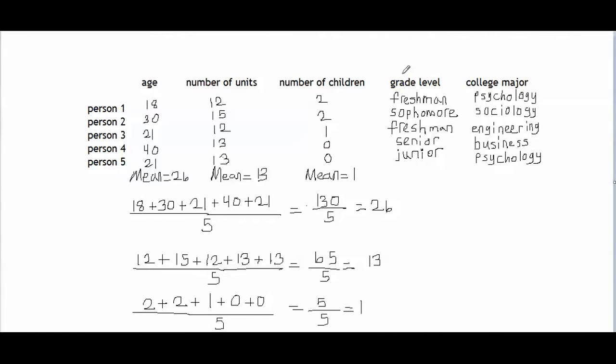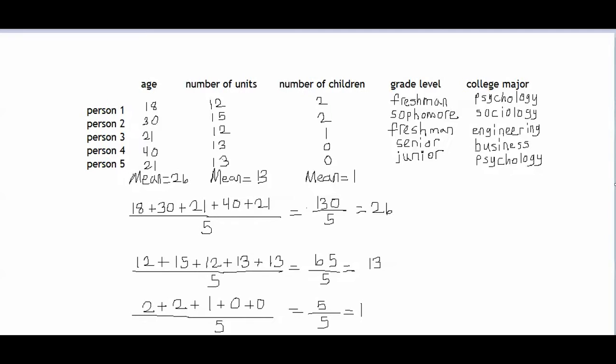So what can we do next? We can find, because you can't add up the values and divide the total by the number of values.